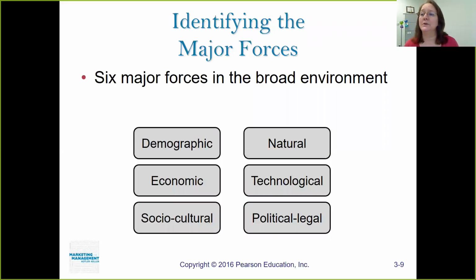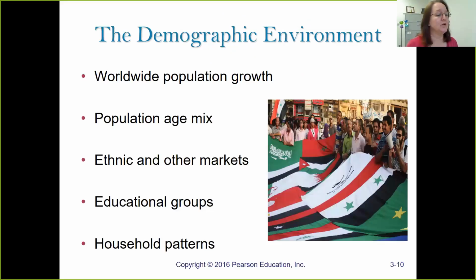You also want to take a close look at your broad environment. So there are 6 different forces in this environment. You've got demographics, you've got the economy, you've got social, cultural, natural, technological, and political legal. So we're going to go through each one of those.